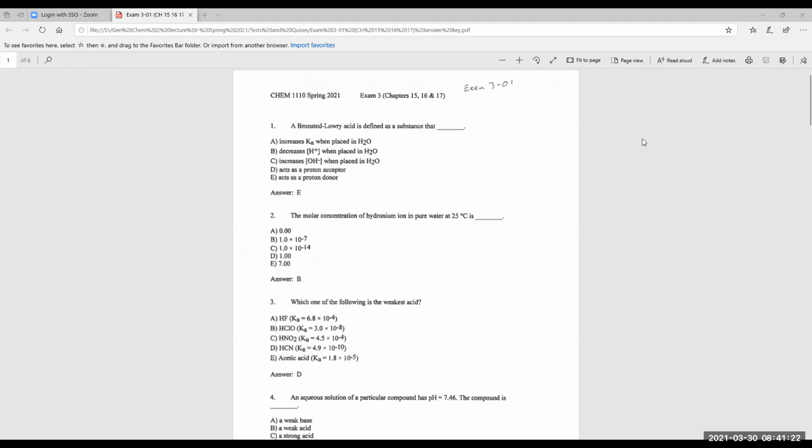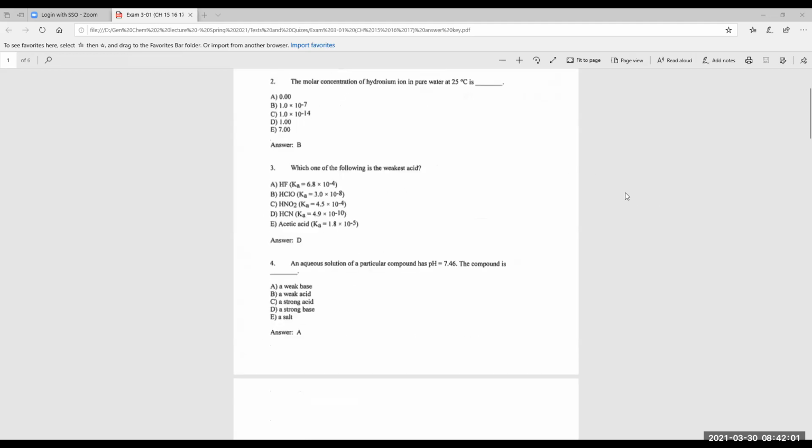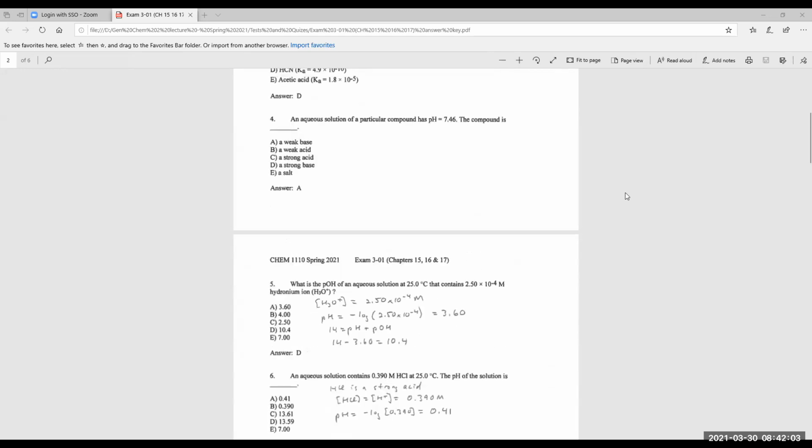Number 3, which one of these is the weakest acid? And you were given the Ka values. So remember, Ka values, equilibrium constants, that's products over reactants. So the hydrogen ion concentration will be in the numerator. So the smaller the Ka value, the weaker the acid. And in this case, the HCN is 4.9 × 10⁻¹⁰. So that 10⁻¹⁰ is the smallest concentration. So because that's the weakest concentration, it's the weakest acid.